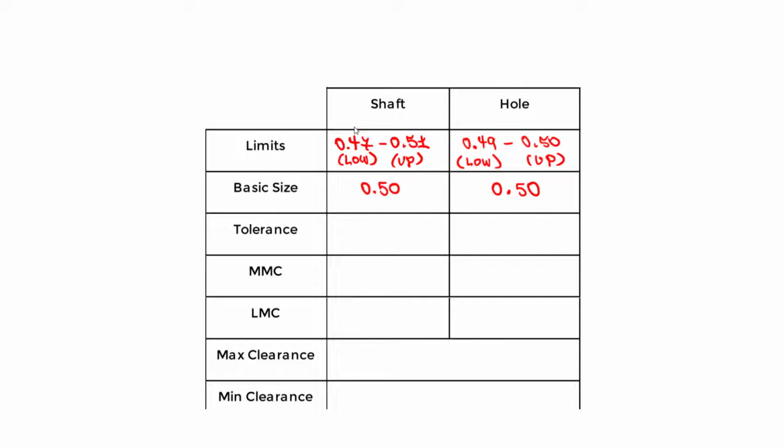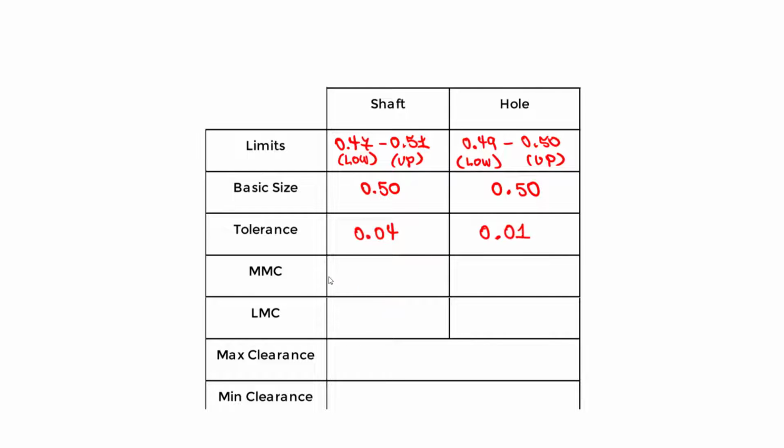So you do 0.51 minus 0.47. That's the tolerance for the shaft. So it's 0.04. And for the hole, you just take that difference and you get 0.01. So we have the tolerance.